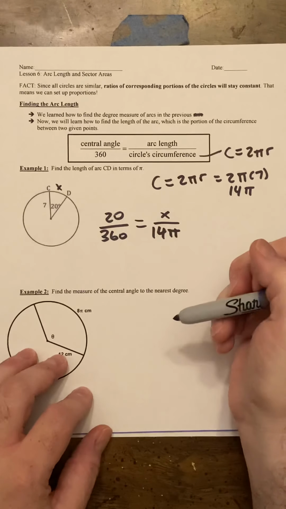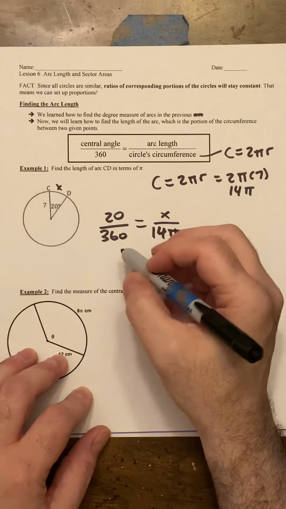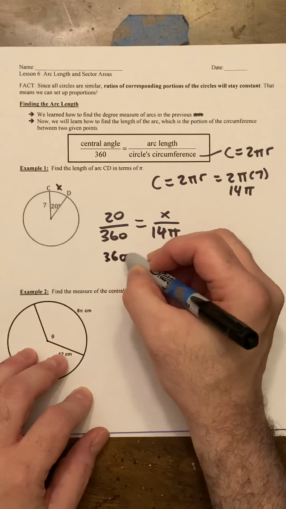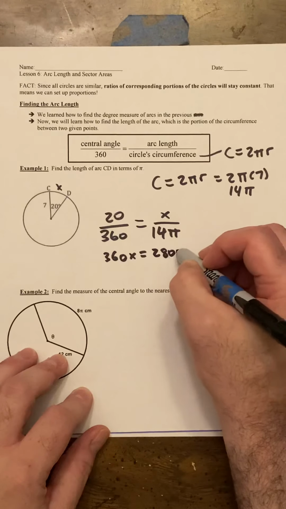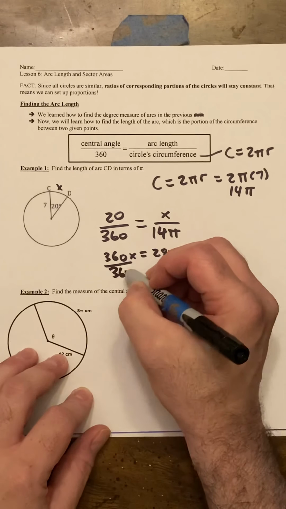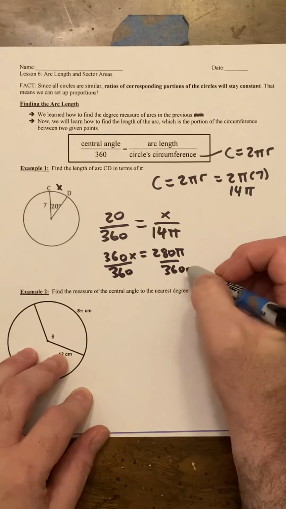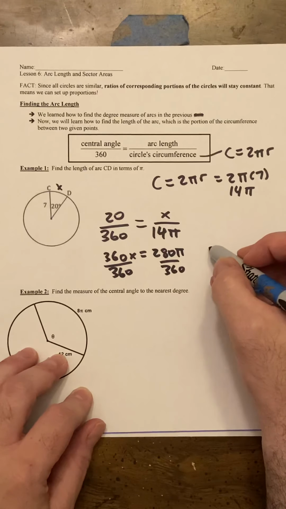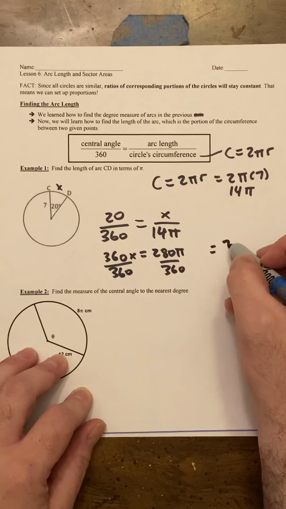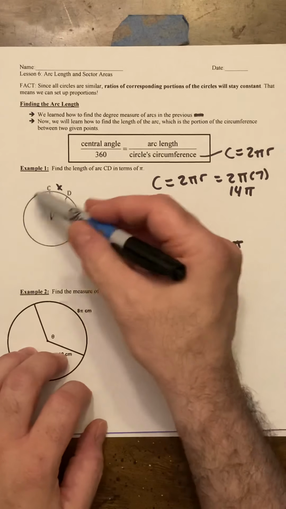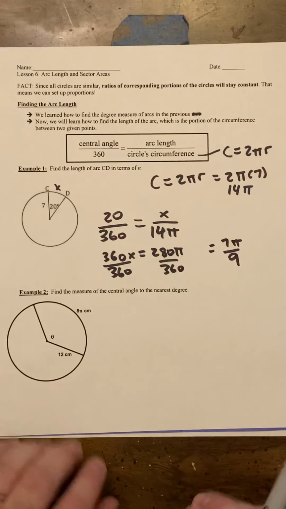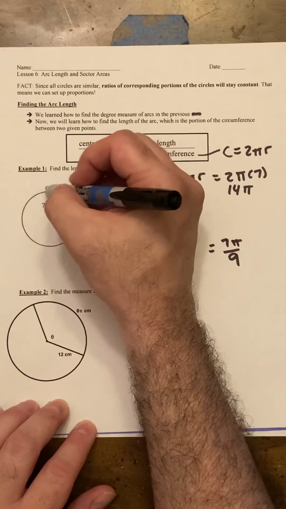Once you have it set up, then you can cross multiply. You get 360x equals 280 pi. Divide both sides by 360, and you get 7/9. So this is going to be 7 pi over 9, the distance around the entire circle. I'm sorry, that's the distance around this portion of the circle.